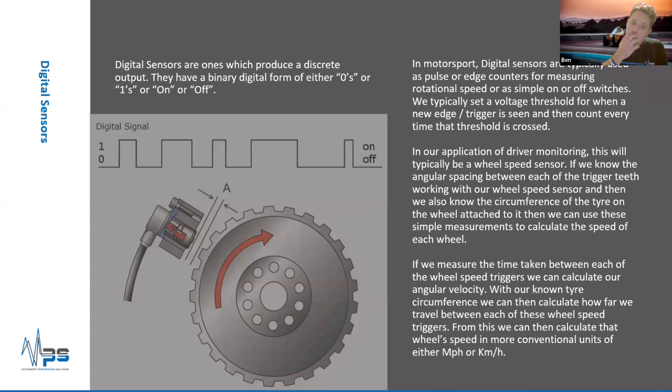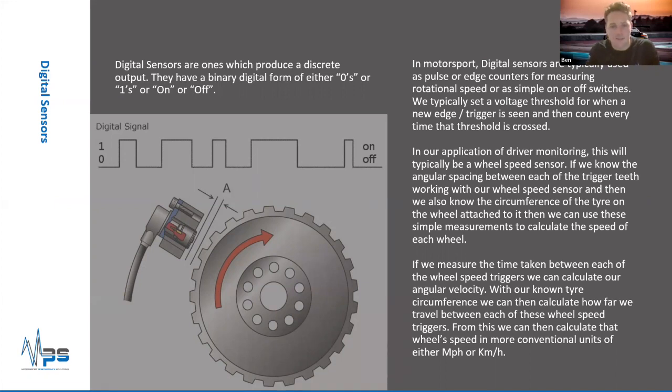So the other type of sensor that will be commonly used in motorsport is what's called a digital sensor. Whereas an analog could monitor a varying state, a varying system, this one is very discrete and only works in ones or zeros or ons and offs. So before we had a wiggly line for the analog sensor, this one is step changes, ones or zeros.